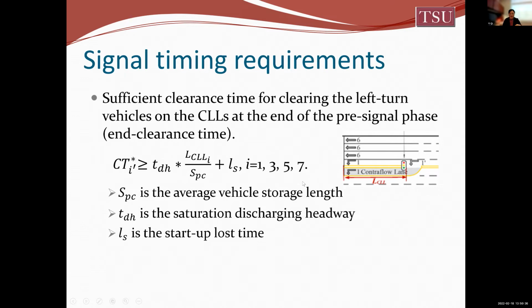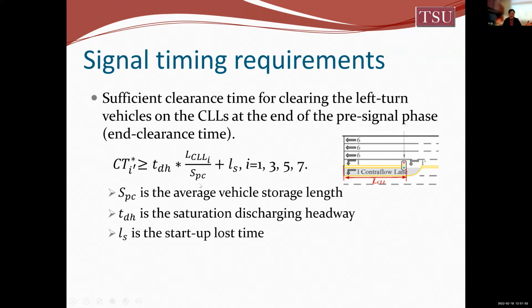Okay, so basically this clearance time was determined according to how many vehicles will be on the control flow left lane. So this also depends on how long this control flow left lane will be. So this equation we use to estimate it. So basically we estimate the number of vehicles, using the length of the control flow left lane divided by the average storage length for the vehicle.